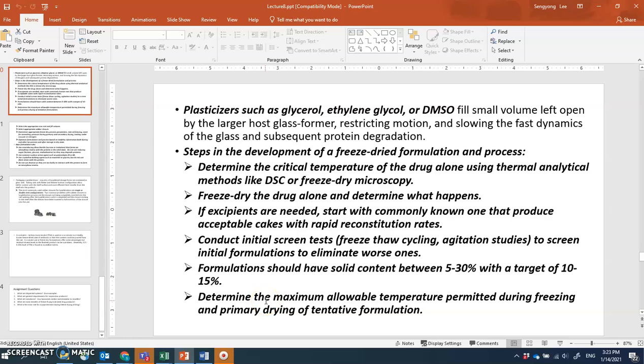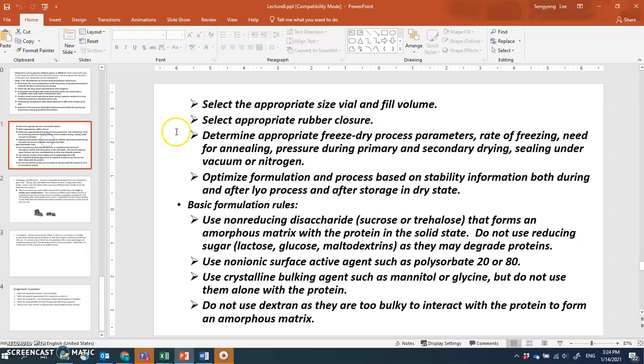Okay, so the temperature characterization is very important in your freeze drying formulation and then freeze drying characterization. So yes, understand the maximum allowable temperature permitted during the freezing and drying cycle. That's important. And then select the appropriate size vial and fill volume. So yes, the vials come in different sizes, so you have to select the right size vial and the fill volume, and select the appropriate rubber closure system.